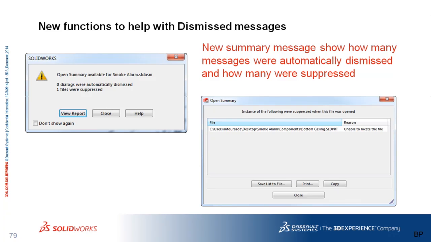A second part of this enhancement is the report. So after you open a large assembly, you know it's going to take some time to open up. We go grab coffee, we go to lunch. The beautiful thing about the timer is it's not going to sit there and wait for you to click a button. It's just going to dismiss it and move on to the next file. So it'll give us a report, tell you how many messages were automatically dismissed and how many files were suppressed. And if you click the report button, we get another dialog box there, which will tell you each and every one of the files and why they were suppressed.